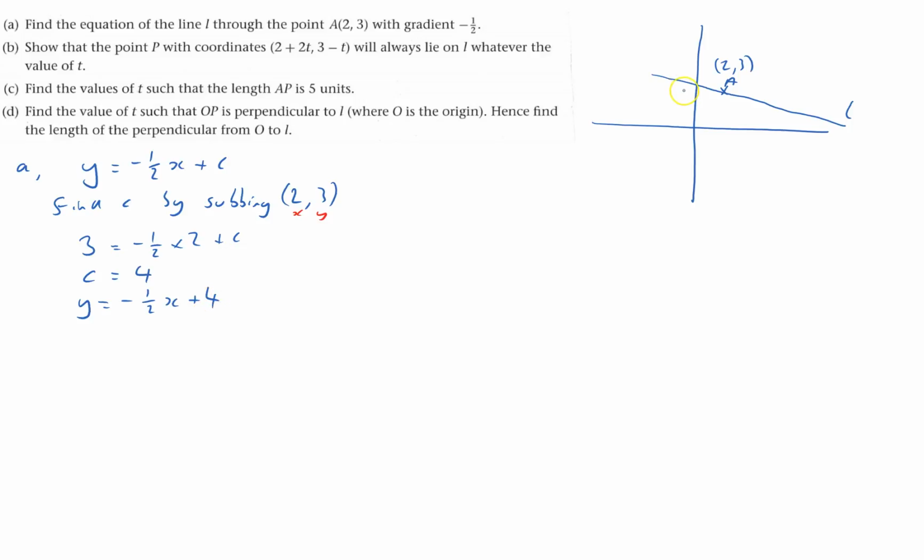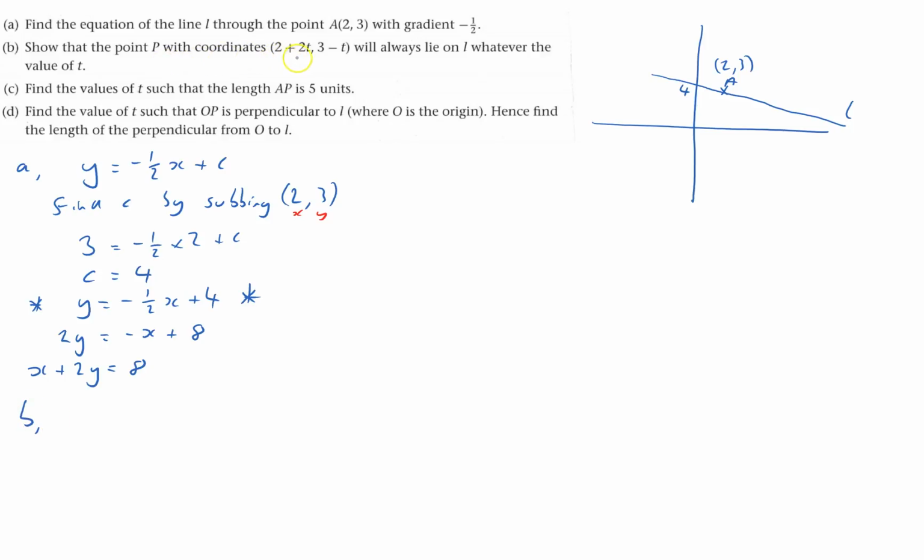So the y-intercept, it tells me that's 4. Don't know if I need it, but I'm going to put it on there. Could rearrange this to get a different form. I could times everything through by 2 to get 2y equals minus x plus 8, and add x to both sides to get x plus 2y equals 8. But there's nothing wrong with the y equals mx plus c form. That's the first bit.